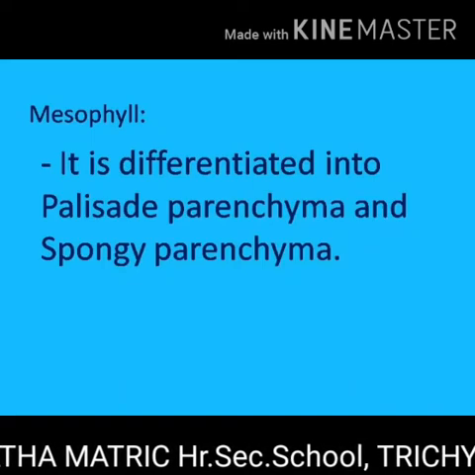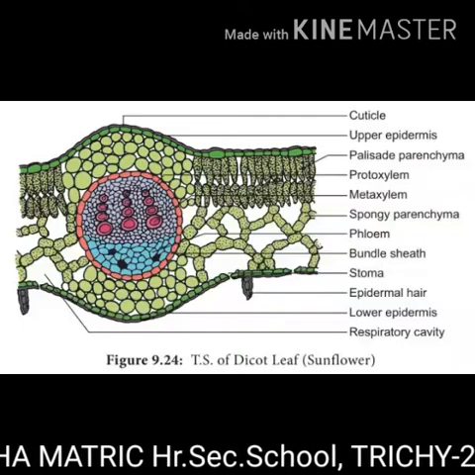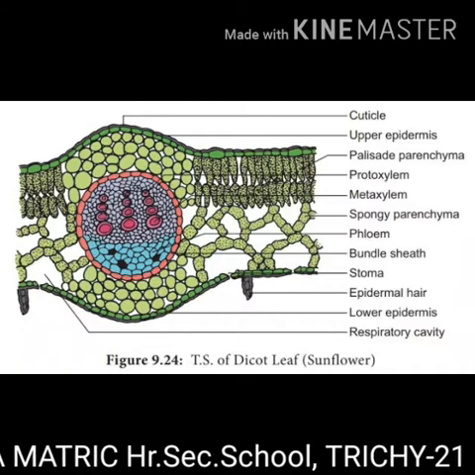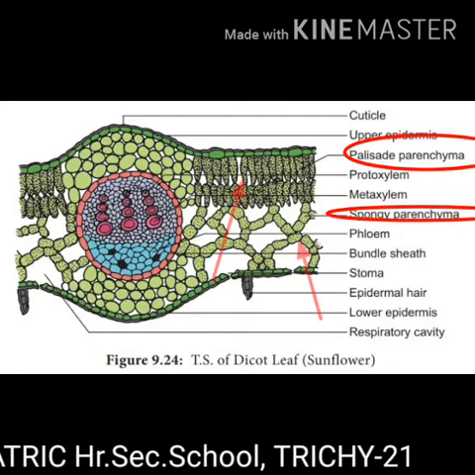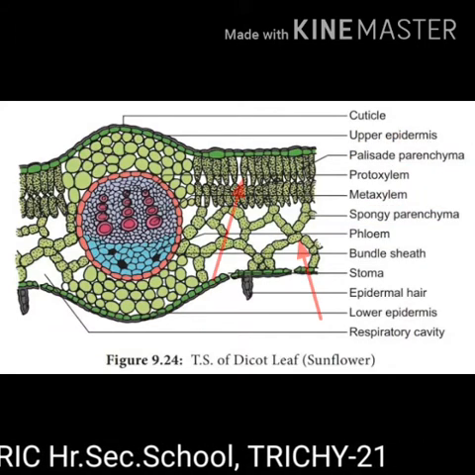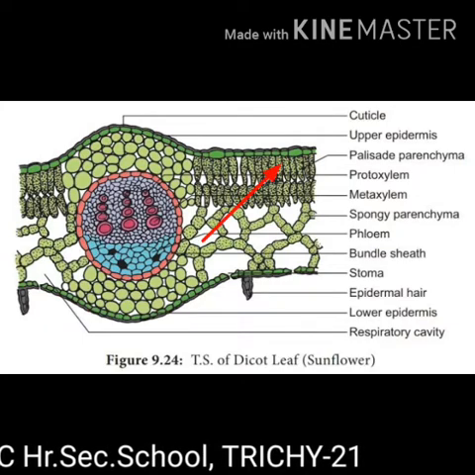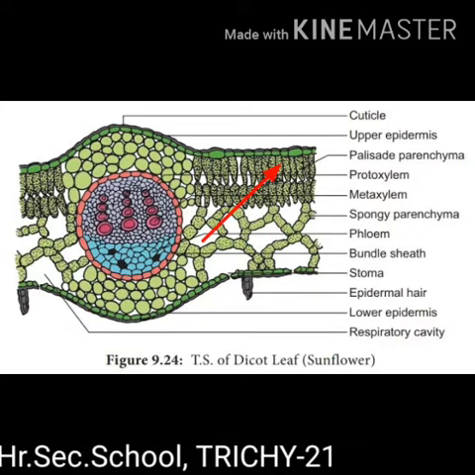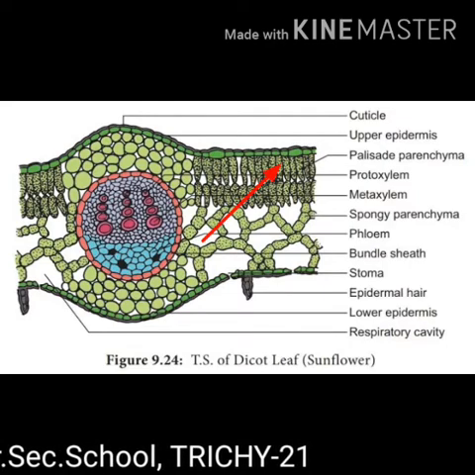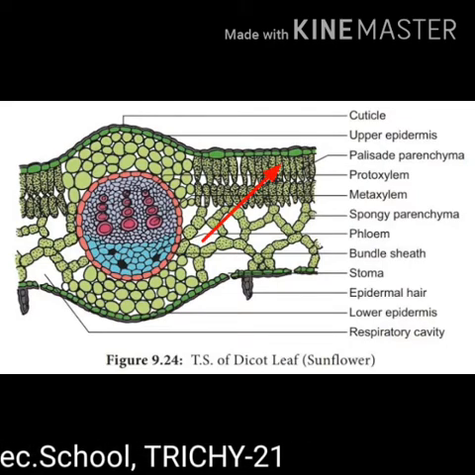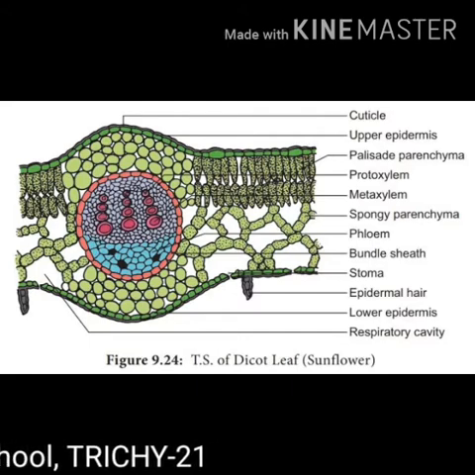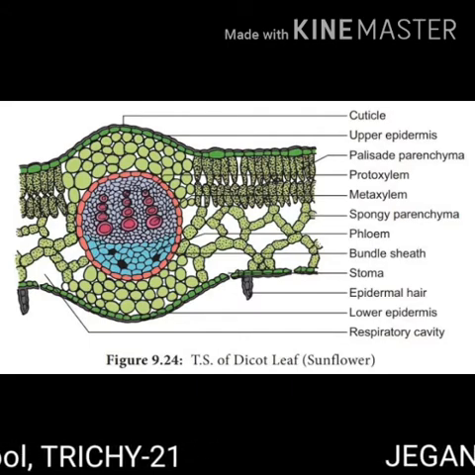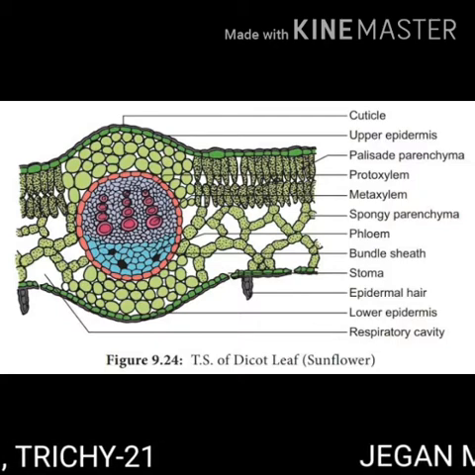Mesophyll. The tissue present between the upper and the lower epidermis is called mesophyll. It is differentiated into palisade parenchyma and spongy parenchyma. Palisade parenchyma. It is found just below the upper epidermis. The cells are elongated. These cells have more chloroplasts. The cells do not have any intercellular space and they take part in photosynthesis.